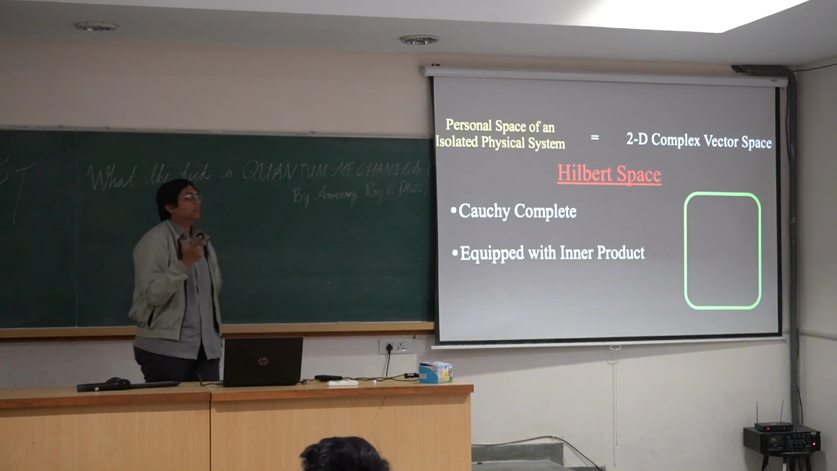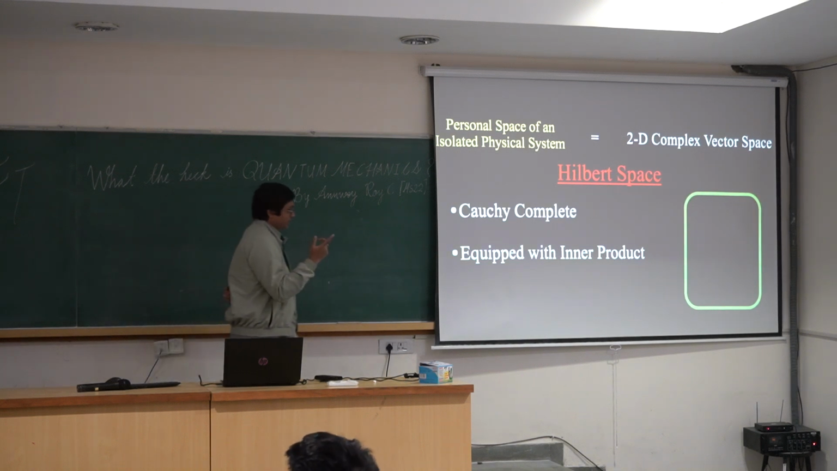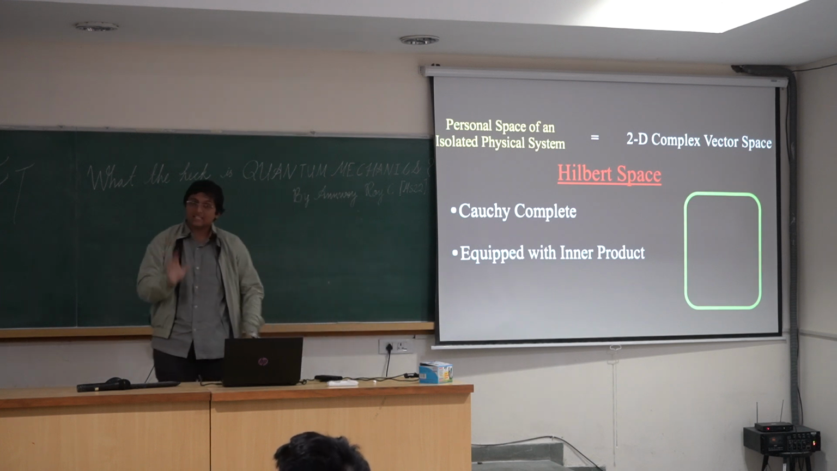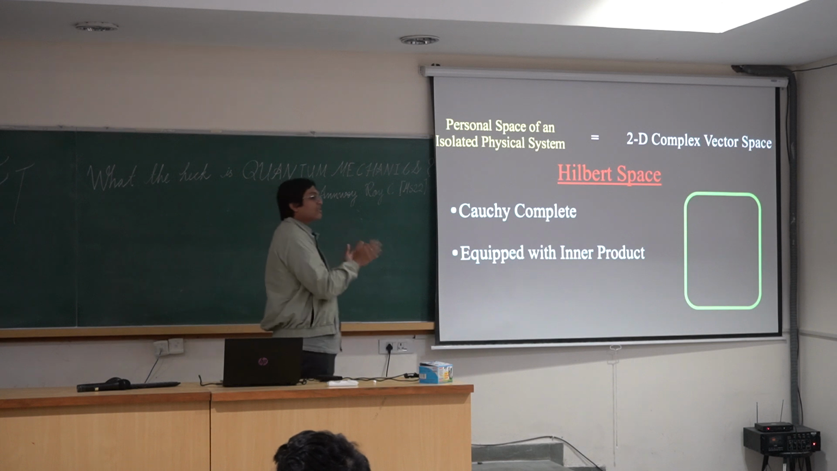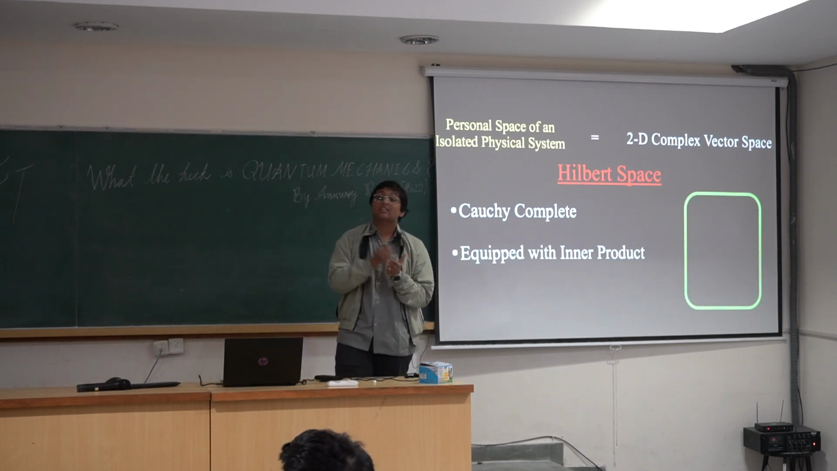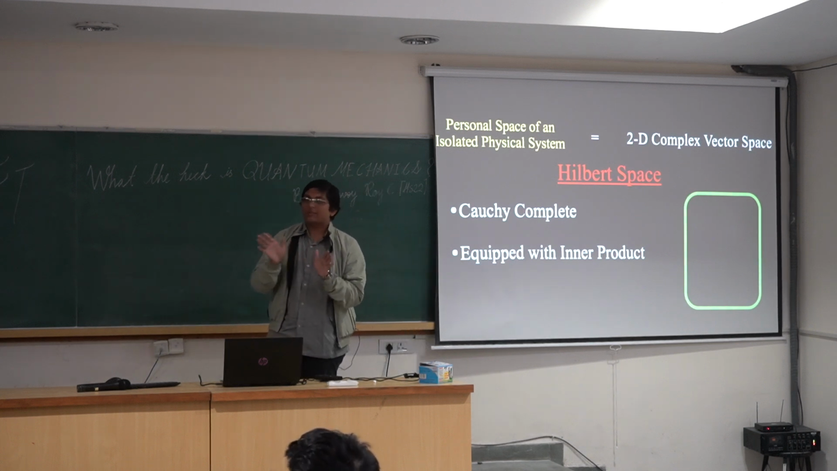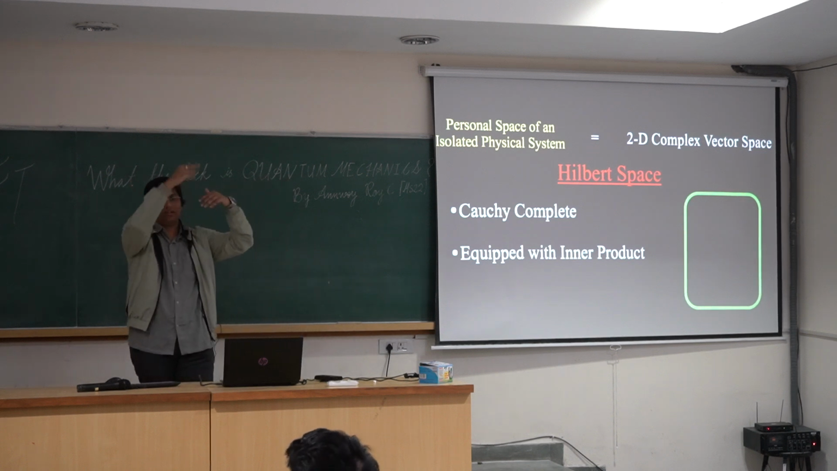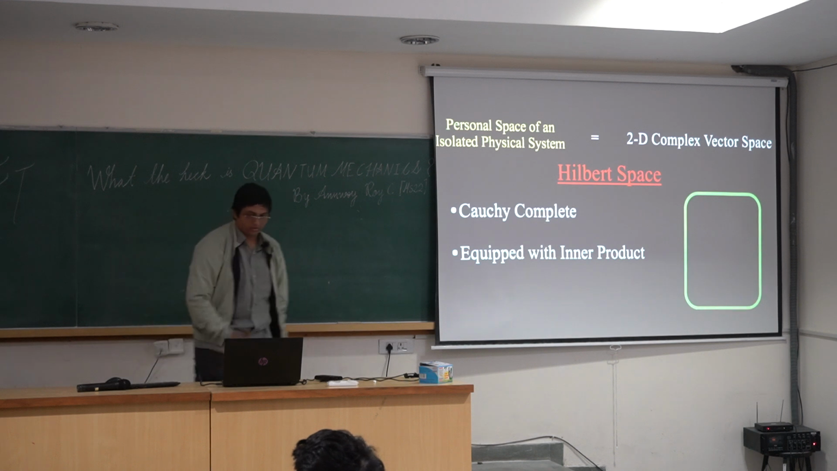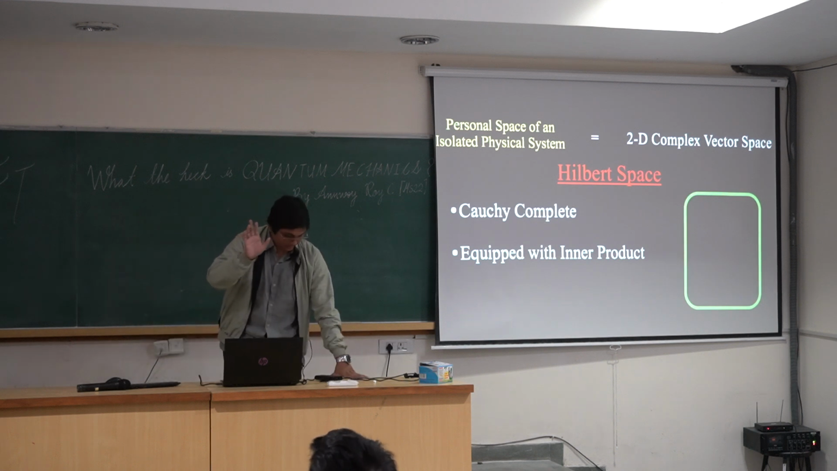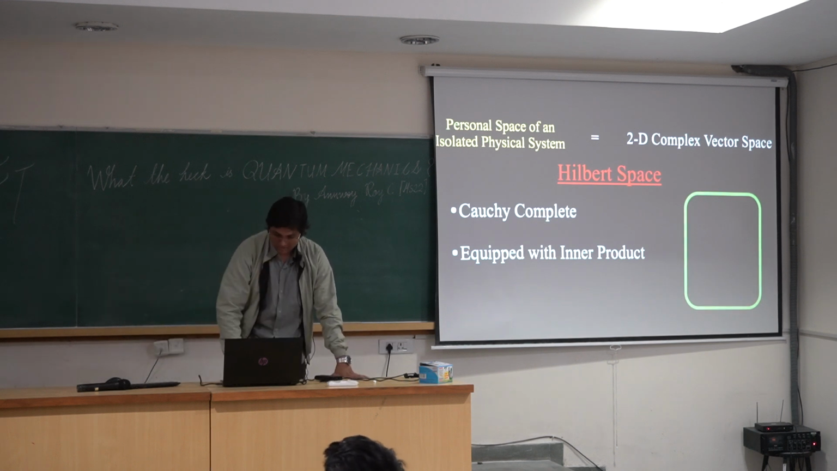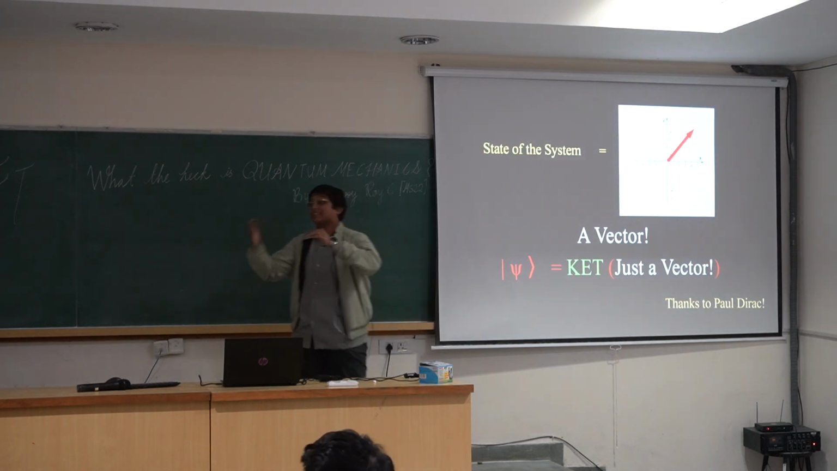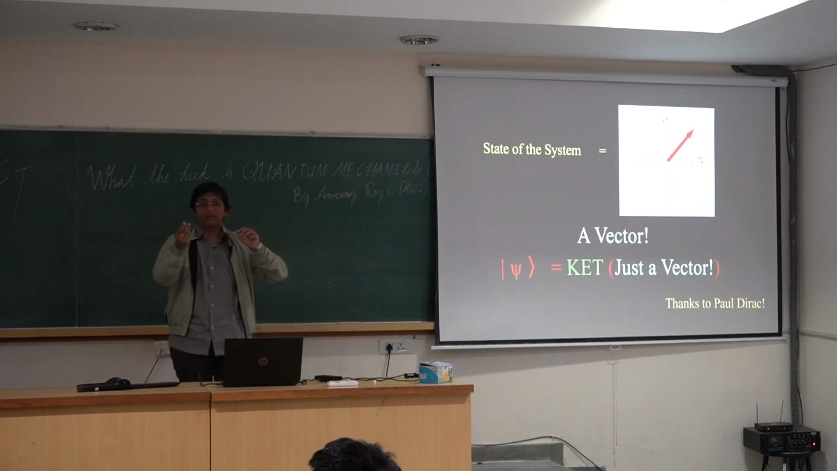And the second thing is that it is equipped with an inner product. I am again not going to go into the details of the inner product, but essentially you can visualize it as a dot product. It's very close to a dot product. That's it. Just take 2 vectors A, B, and it's a projection, a dot product. So these are the characteristics of Hilbert space and the state of the system. So we got the vector space associated with the system.